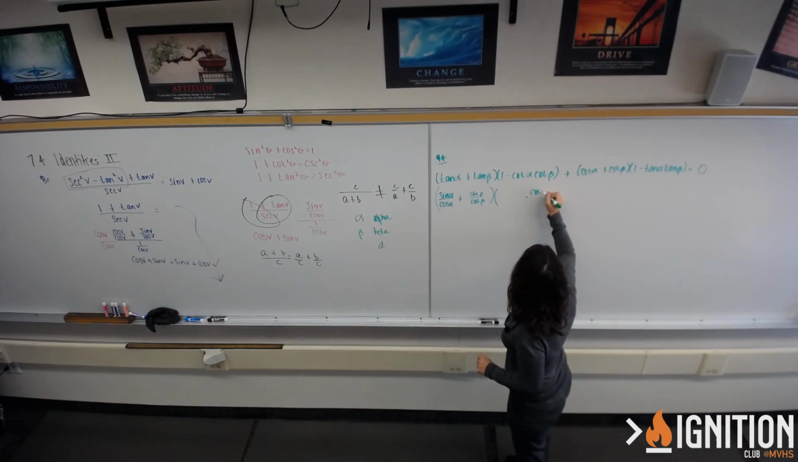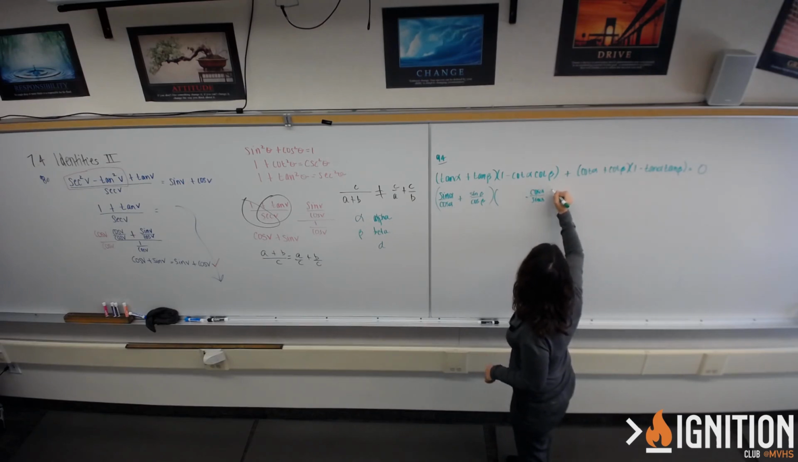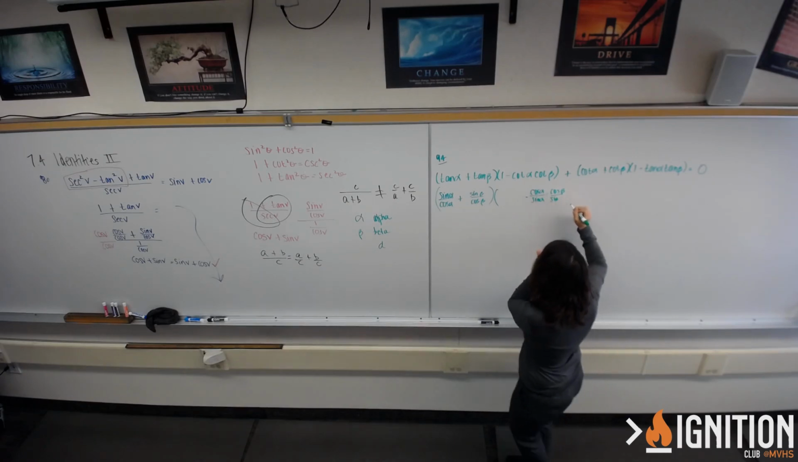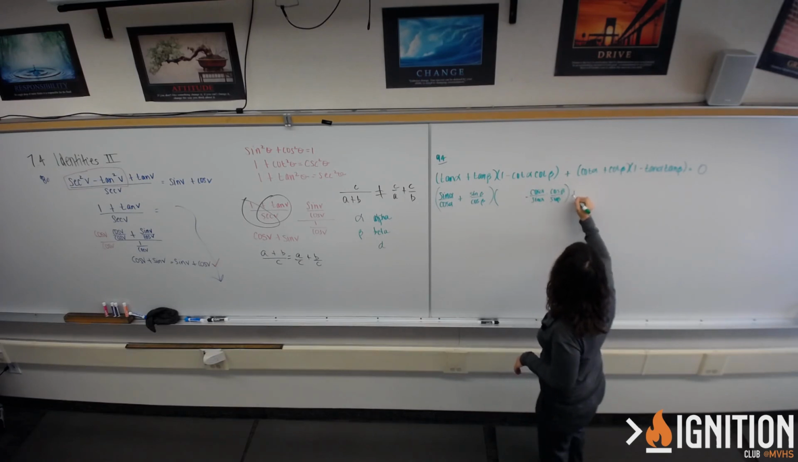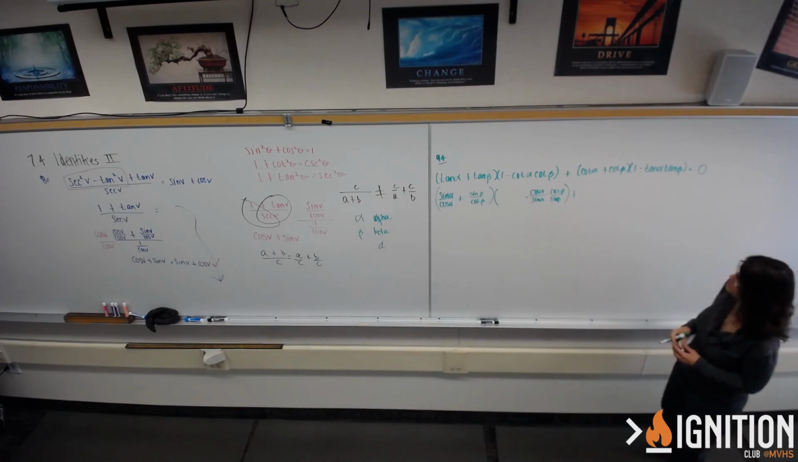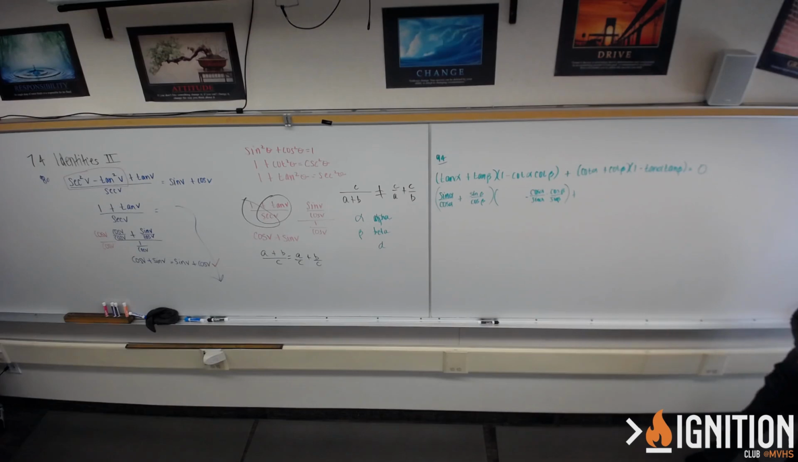Cotangent: cosine over sine times cosine over sine. Okay, keep going.